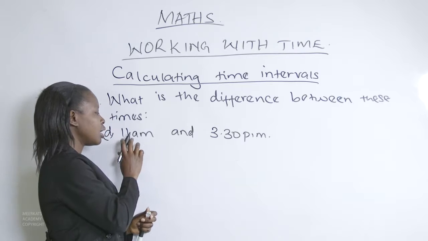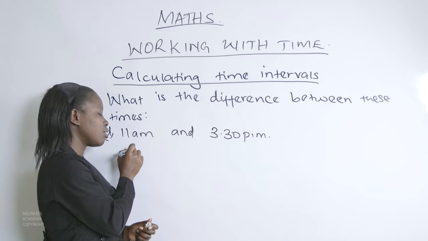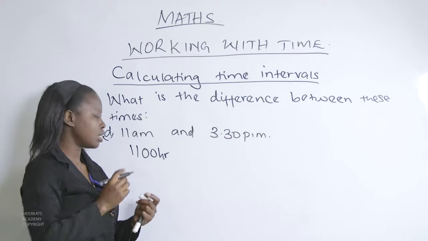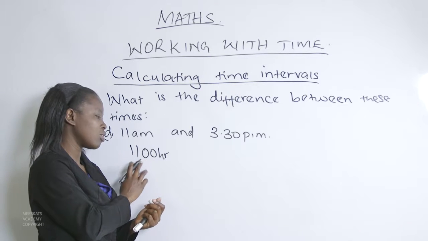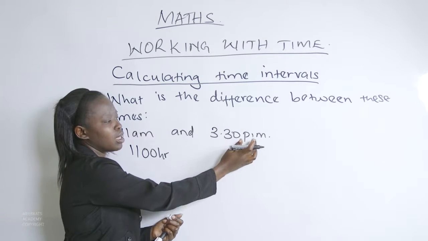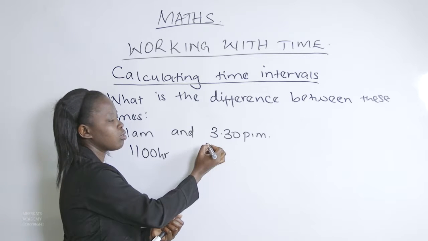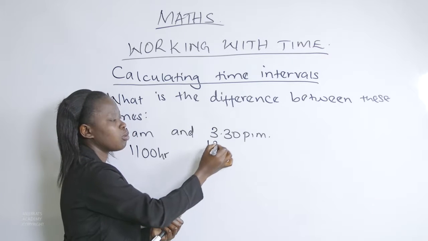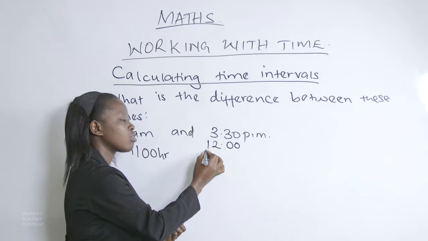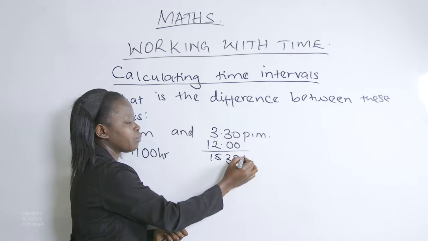So 11 a.m. is just 11 hours after midnight. So the number of hours covered in the day is 1100 hours. 3:30 p.m. simply means 3 hours 30 minutes after noon. So I add 12 hours, because from midnight to noon we have a difference of 12 hours. Adding 12 hours gives us 1530 hours.